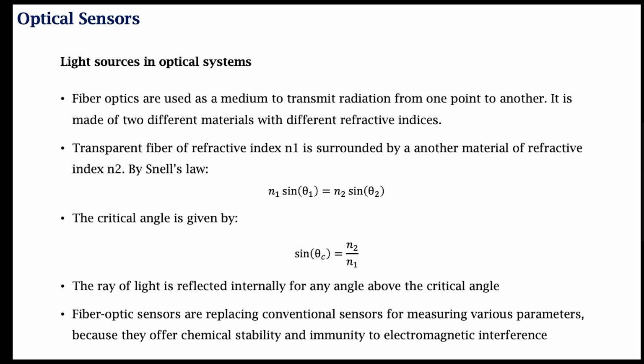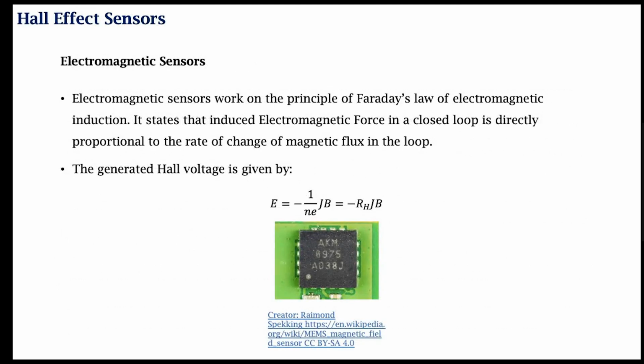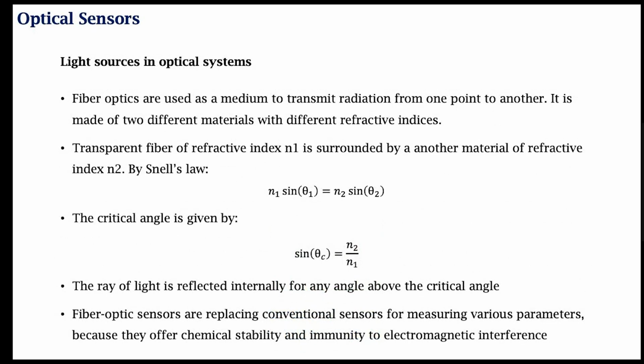In almost all the cases, fiber optic sensors are replacing conventional sensors for measuring very many physiological parameters, because they are chemically stable and they are almost always immune to electromagnetic interference. Another advancement in this field is the miniaturization approach to this.